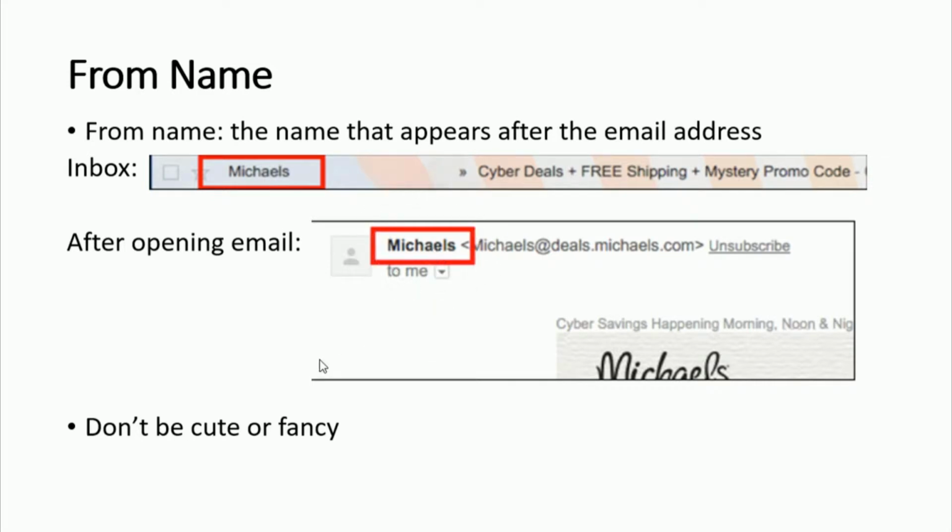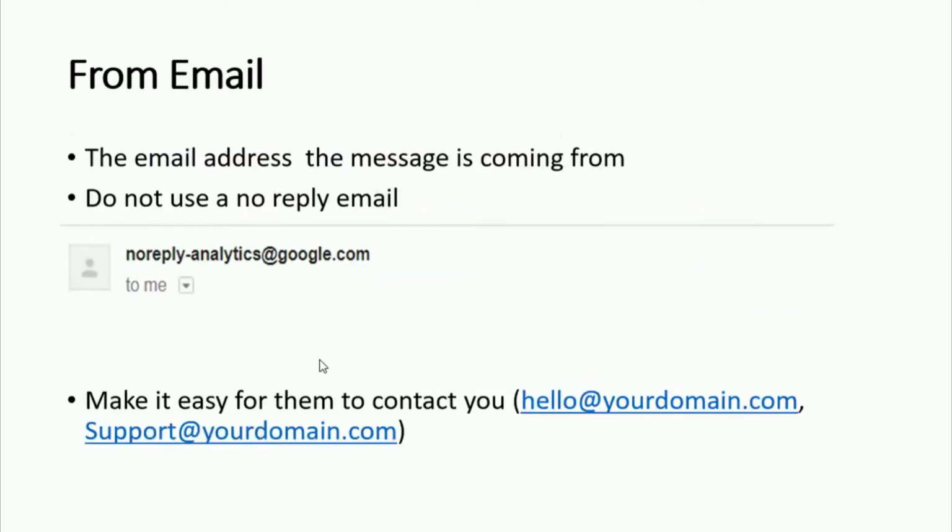Don't be cute, don't be fancy, unless your business or your brand is structured around an individual person like your Oprah or Tai Lopez or Dr. Phil or Grant Cardone or something like that, where your business is very largely tied to your personal name. Just go with the brand name or the business name. Let's keep it strict and straightforward.